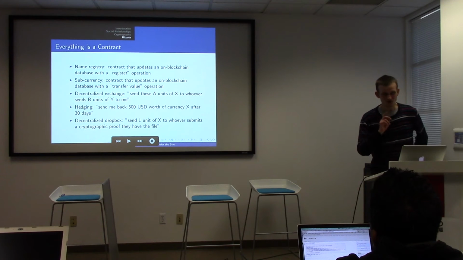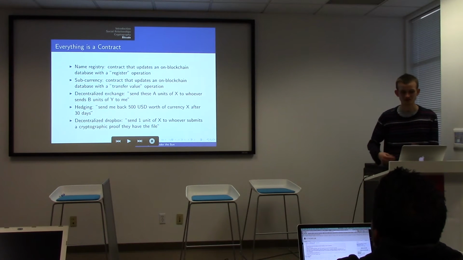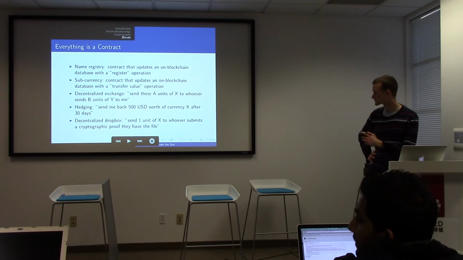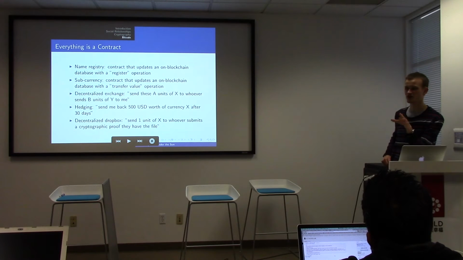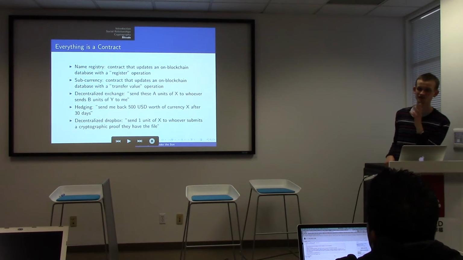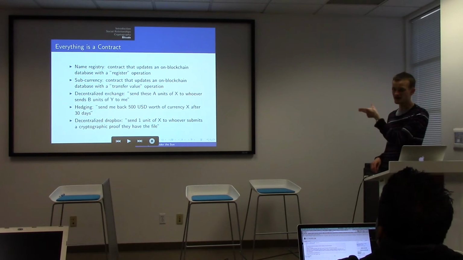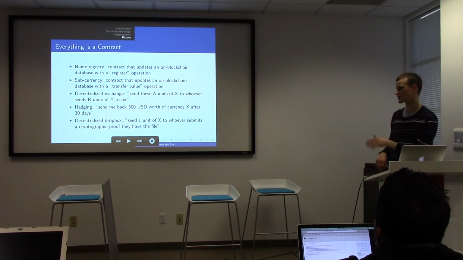So, in general, the idea behind Ethereum is that everything is a contract. A name registry is just a contract that updates an on-blockchain database, and the contract has a register operation. What that means is that if you call the contract with certain data fields, then you can register a domain and some code executes that corresponds to the database being filled up with the names you're registering.